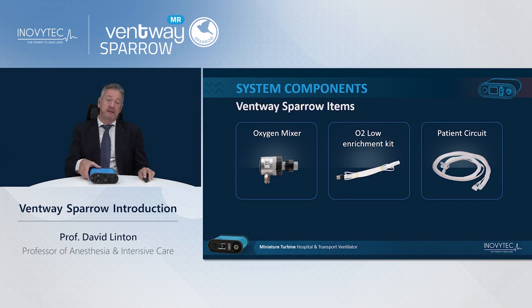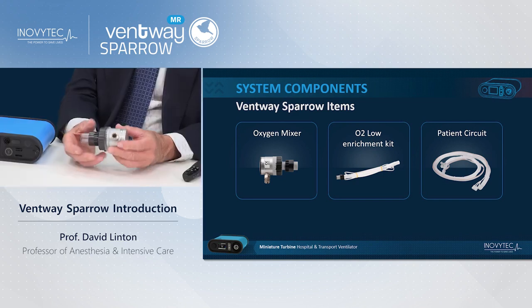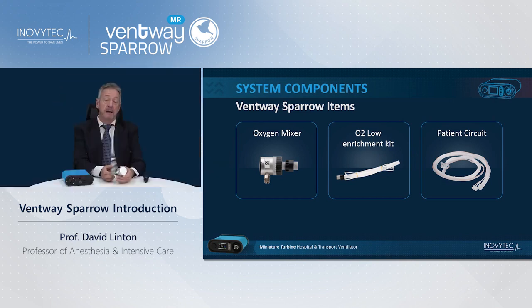Now, the additional items that you have to decide if you need for your ventilator: if you're going to use it in hospital, you need such a demand valve, which can give you oxygen concentrations from 21% to 100% via the wall socket of a hospital or emergency room.